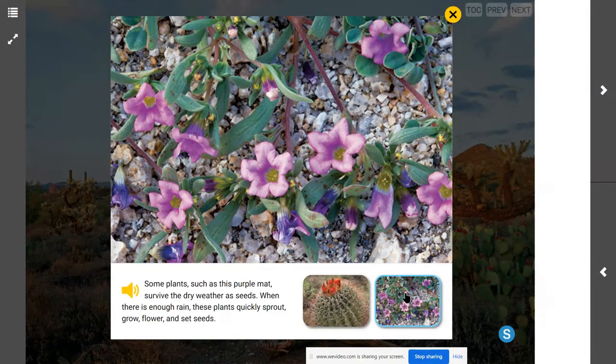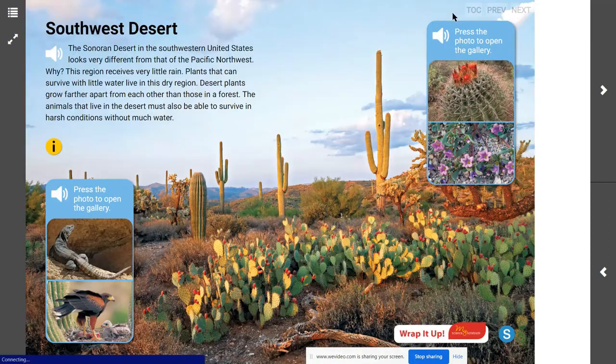Some plants, such as this purple mat, survive the dry weather as seeds. When there is enough rain, these plants quickly sprout, grow, flower, and set seeds. So because they know there's going to be a limited amount of water, they are able to quickly drop, sprout, get what they need, grow a new set of flowers, and seed again so that the plant can continue to survive.